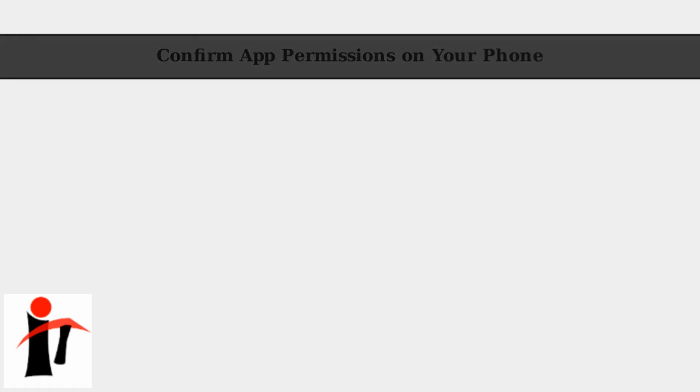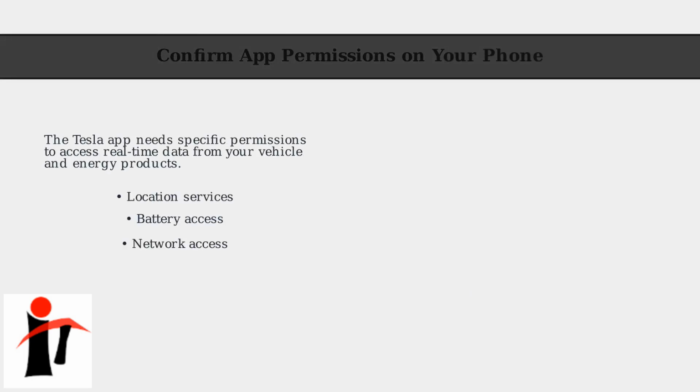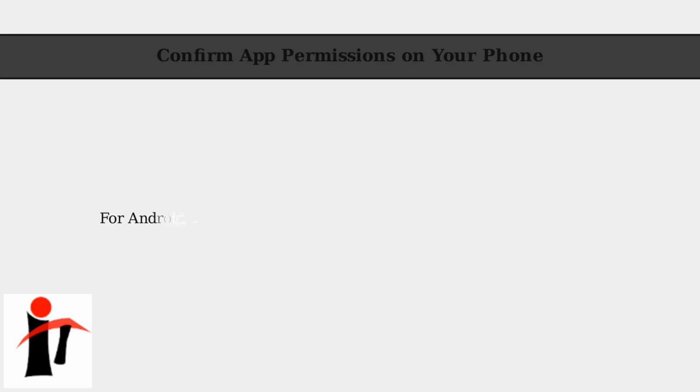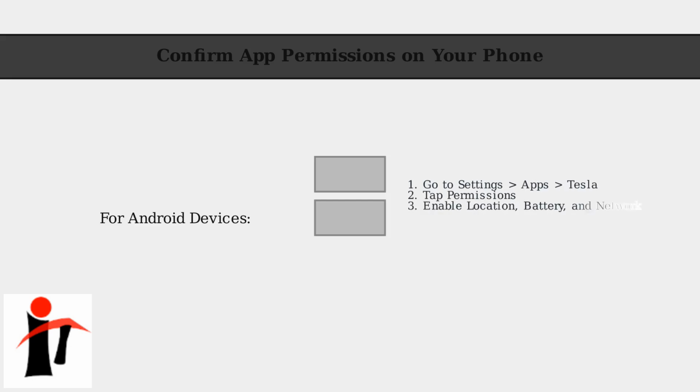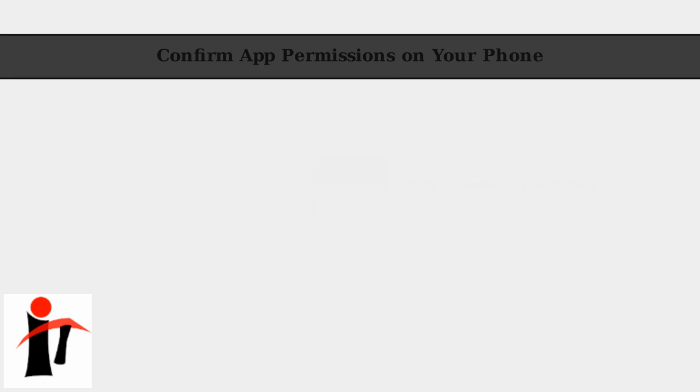The Tesla app requires specific permissions to function correctly and fetch real-time data from your vehicle or energy products. Without these permissions, charge stats and energy data may not display properly. For Android devices, navigate to your phone's settings, find the Apps section, and select the Tesla app. Check the Permissions menu to ensure location services, battery access, and network permissions are enabled.